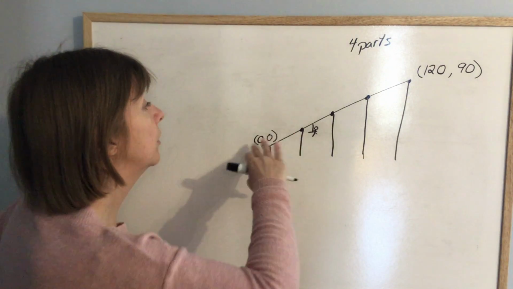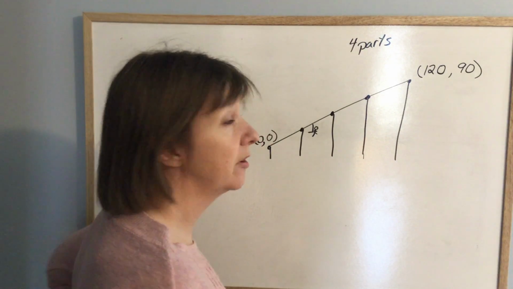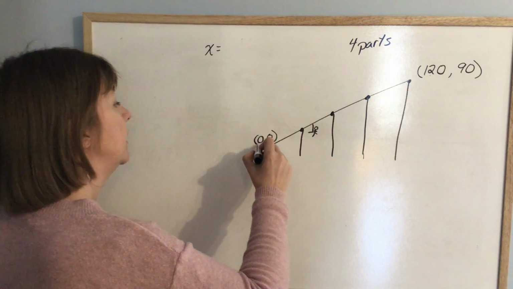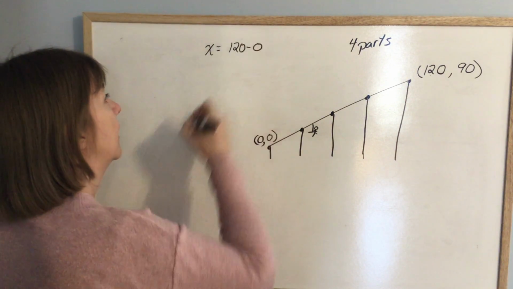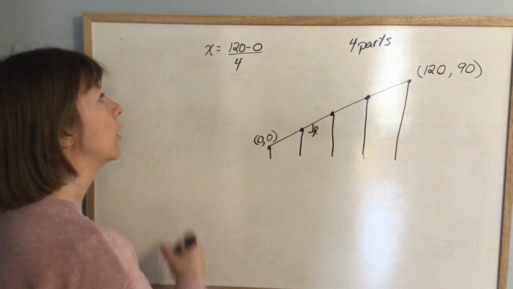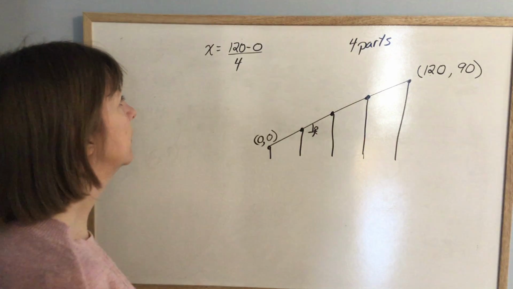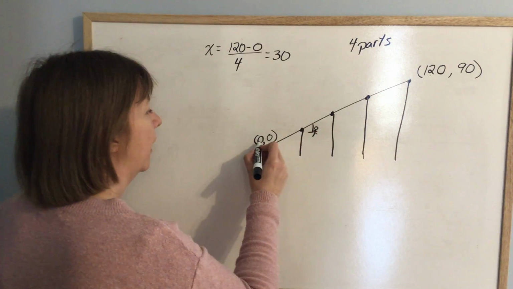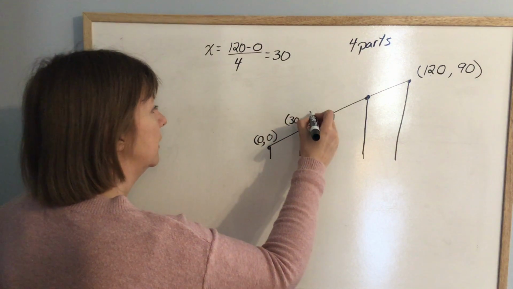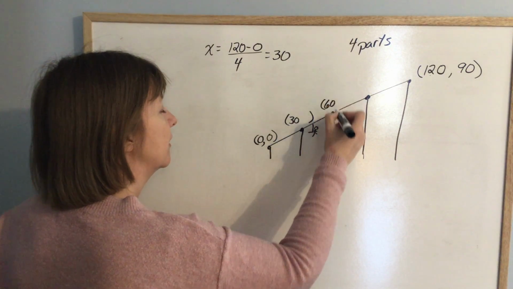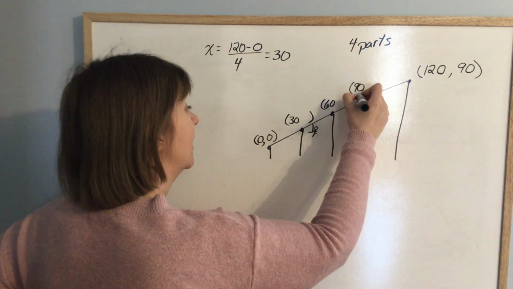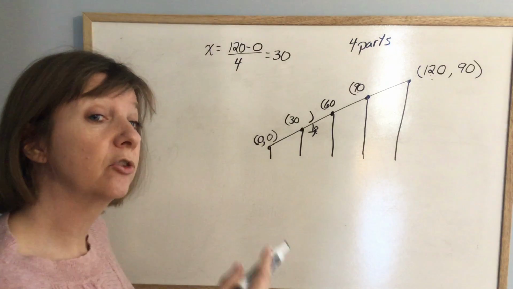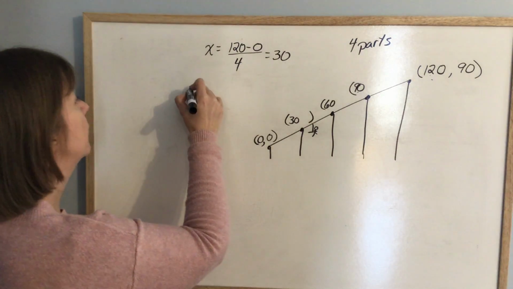So if I want to figure out the missing points, where are those towers? I'm going to take my x values and subtract them. So 120 minus 0, and I'm going to divide it into 4 equal parts. 120 divided by 4 would be 30. So I do 0 plus 30 to get to 30. I do 30 plus 30 to get to 60. I do 60 plus 30 to get to 90. And if I've done this right, 90 plus 30 does in fact bring me to 120. It works out. So I'm going to do the same thing with the y's.